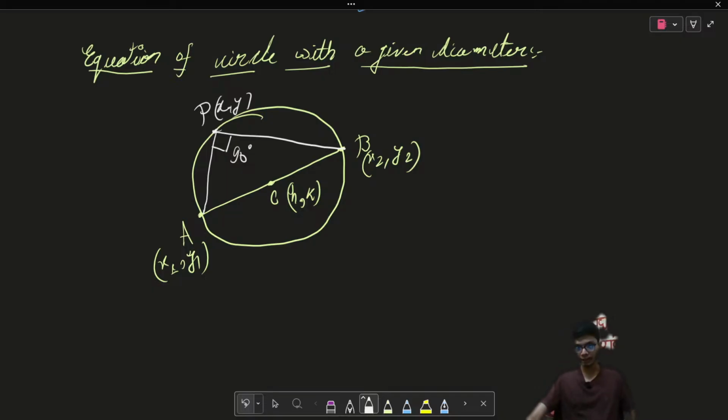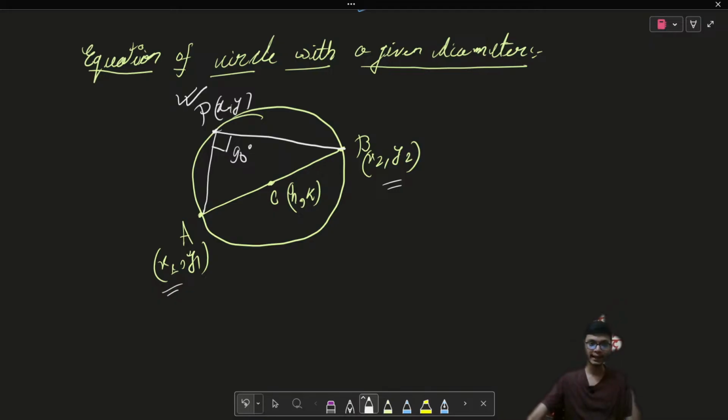So if we apply this property, we will try to find out how this x comma y can be related with the known values x1 y1 and x2 y2, which are nothing but the diametrically opposite points of the given circle with the center as C, right? So how can we solve this problem? In order to solve this problem, we are going to utilize the concept of angle between two lines.